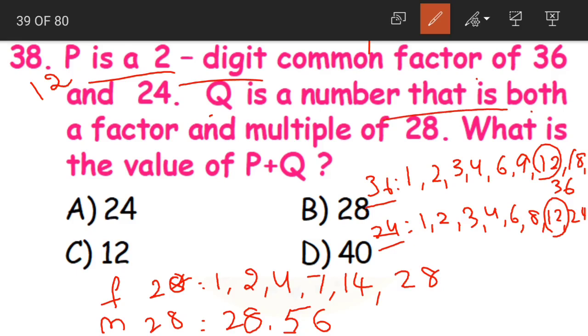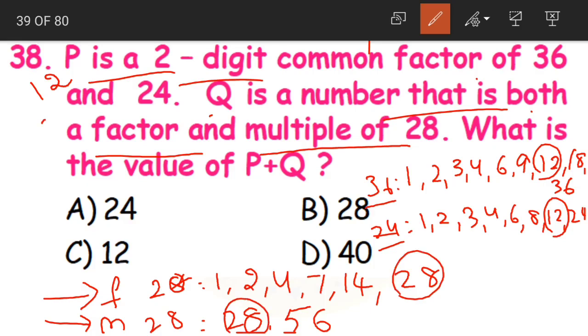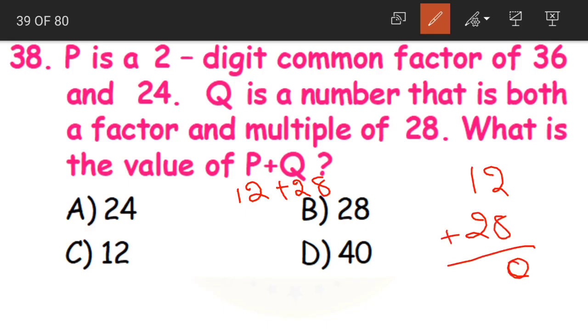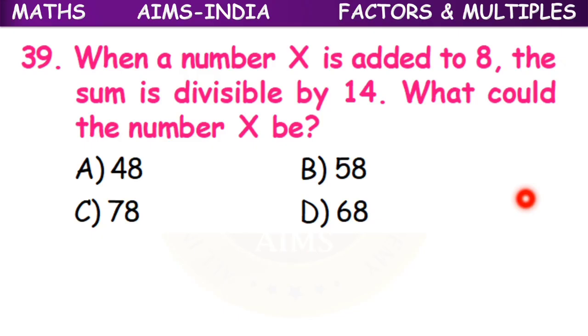Coming to Q, it is a number that is both a factor and multiple of 28. Now these are the factors of 28 and multiples of 28. Now which is the common number here? 28. Yes. So Q is what? Q is 28. Now what should we do? P is 12, Q is 28. We should add these two. When we add 12 plus 28 together, the answer is 40. So option D, 40 becomes our correct answer.